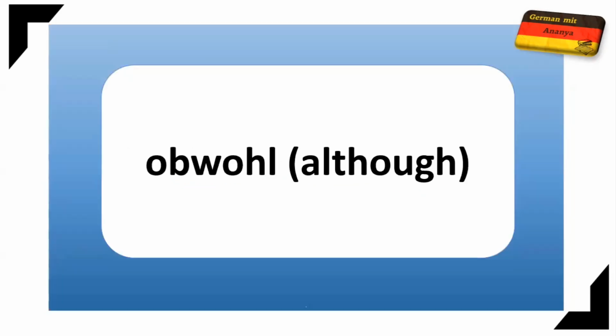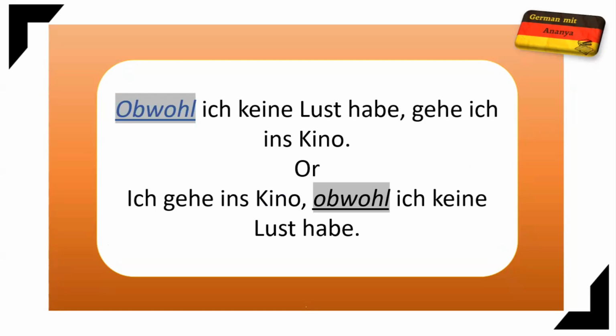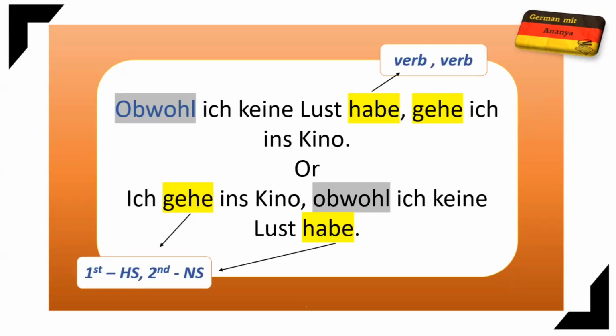Next is obwohl, which means although. Obwohl ich keine Lust habe, gehe ich ins Kino. Although I have no interest, I go to cinema. You can also write, ich gehe ins Kino, obwohl ich keine Lust habe. I go to cinema although I have no interest. So again, if the connector is in your first sentence, then the rule will be verb, comma, verb. But if you're using obwohl, your connector, in your second sentence, then the first sentence will be Hauptsatz and the second one will be Nebensatz.